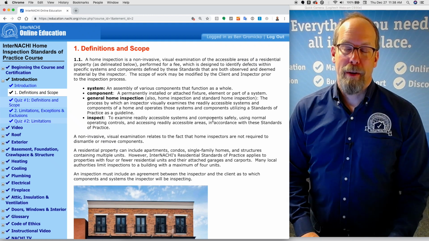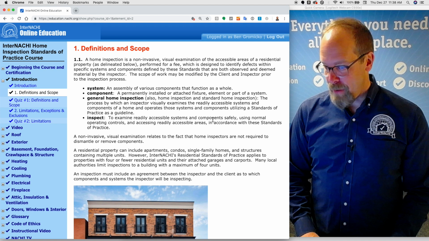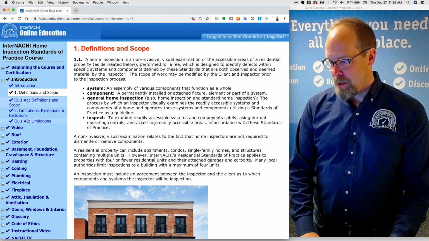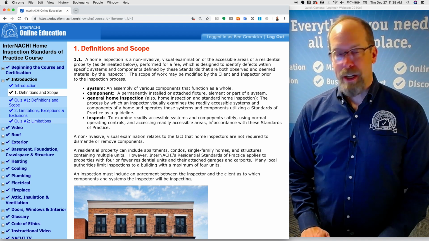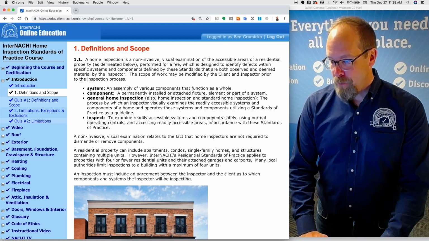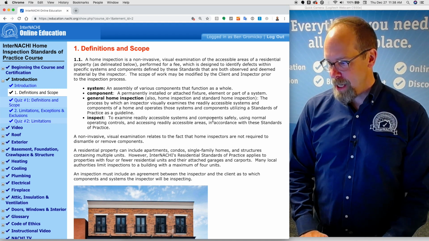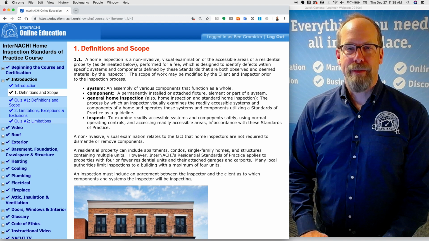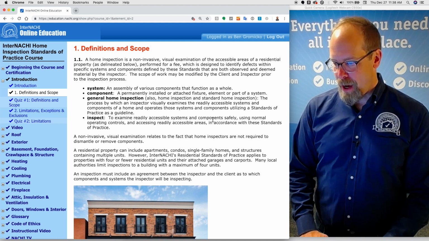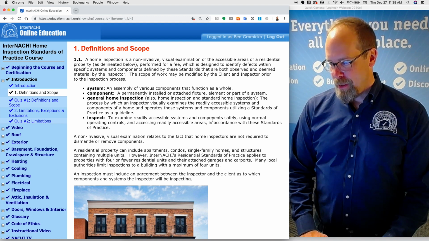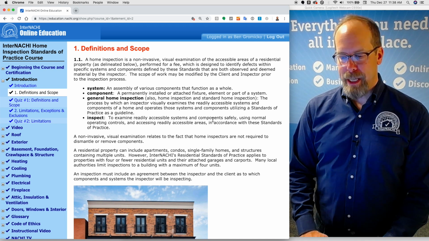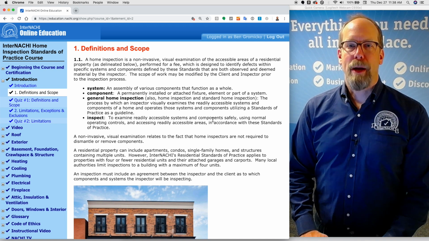Definitions and scope. A home inspection is a non-invasive visual examination of the accessible areas of a residential property performed for a fee, which is designed to identify defects within specific systems and components defined by the standards of practice that are both observed and deemed to be material by the inspector.